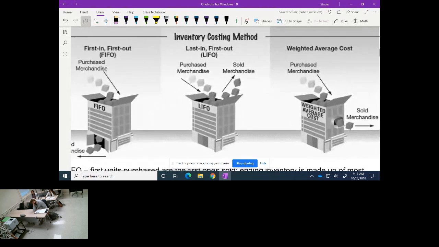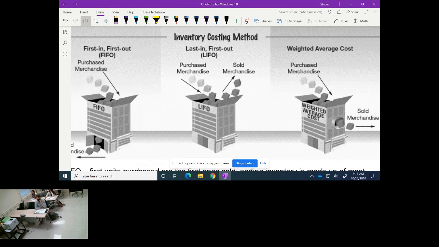All right, so the next one is last in, first out. That means the newest stuff will be sold first. So it's kind of the same concept. You throw the blocks all in a box, but instead of opening the bottom and getting what comes out the bottom, you're going to pull them off the top. So you're going to get the newest ones first. They're going to go out first.